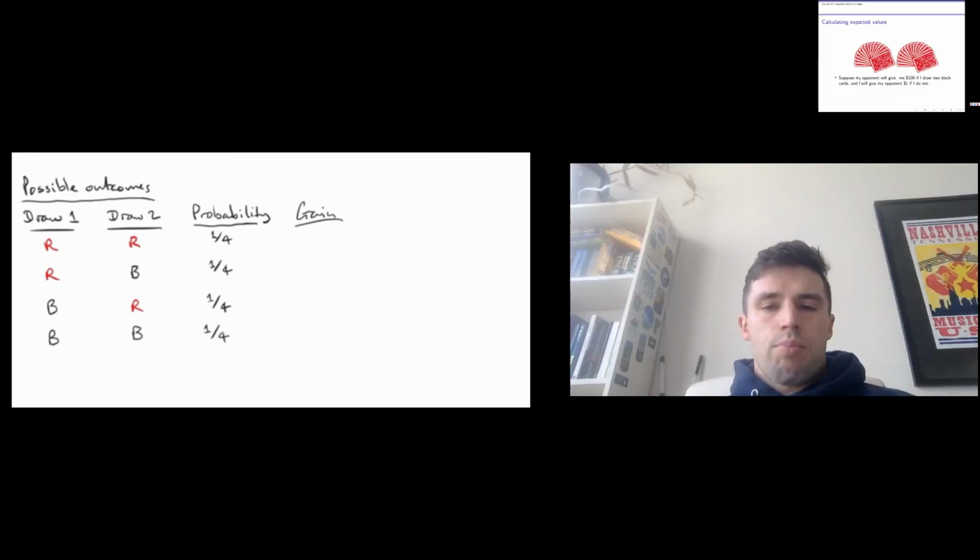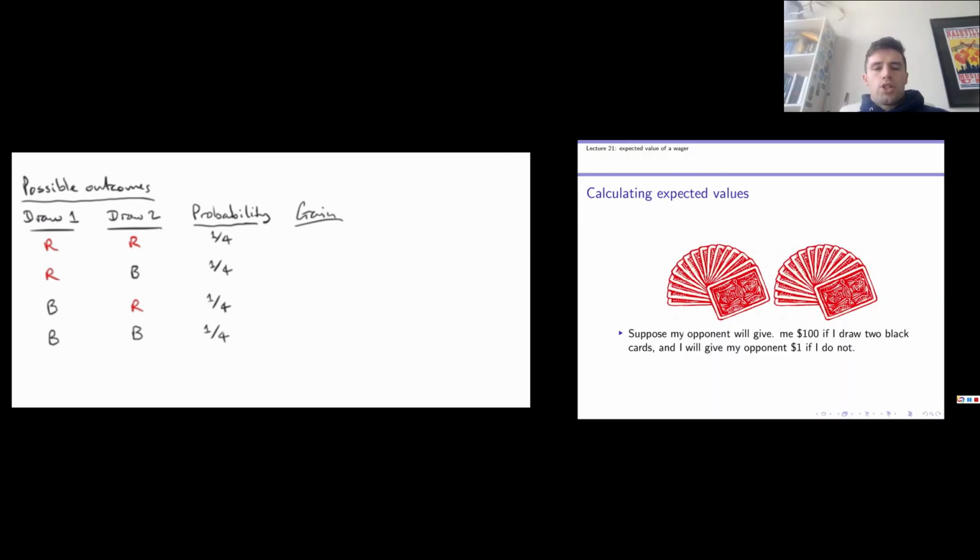So let's pause for a question. So what we should have is -1 for outcomes 1, 2, and 3, because in those outcomes I do not draw 2 black cards, so I would give my opponent $1. In outcome 4 though, I do draw 2 black cards, and so according to the wager, I gain $100. So in the last row of the gain column, we should have plus 100. The next thing we do is calculate the expected value for each outcome by multiplying the probability of each outcome by the gain for each outcome.